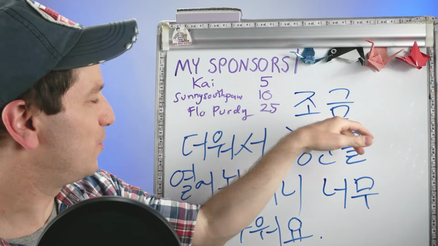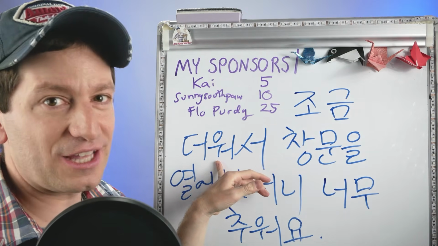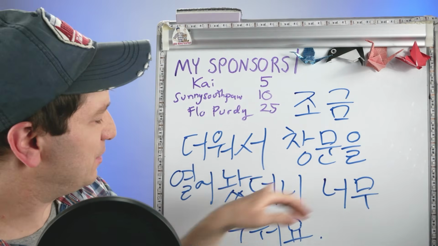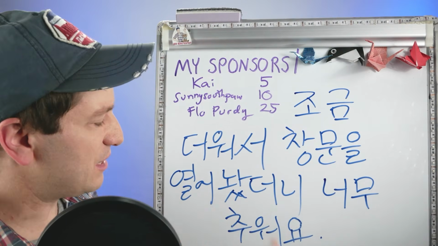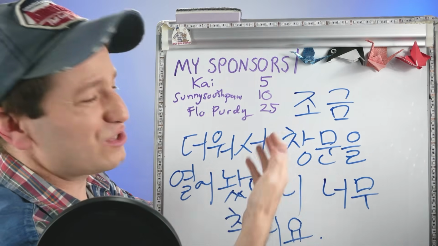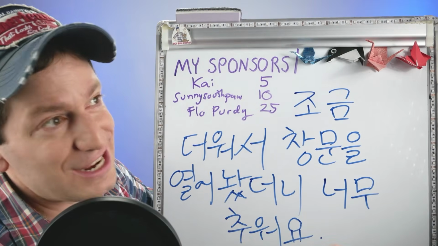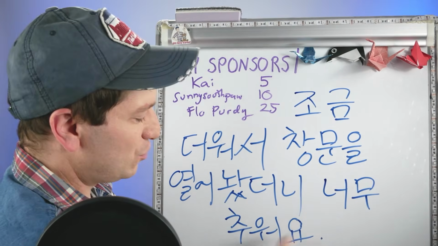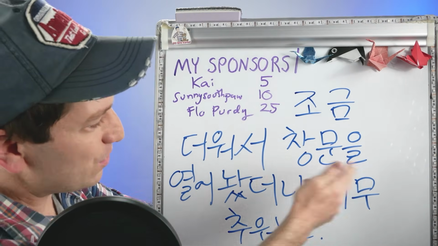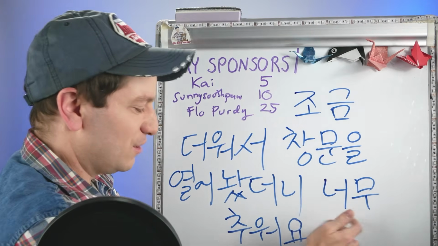조금, a little bit. 조금 더워서. This is 덥다, to be hot. You feel hot. Because I felt a bit hot, 창문을 열어놨더니. So this is 열어놓다, to open and leave it open. So I opened the window because it was a bit hot. 더니. And hey, you know what happened was 너무 추워요. And it's so cold. It's too cold. 조금 더워서 창문을 열어놨더니 너무 추워요.